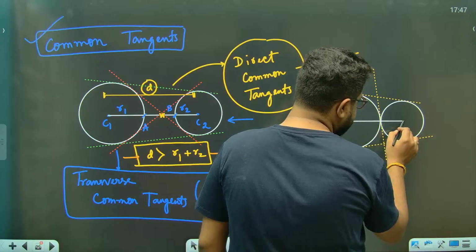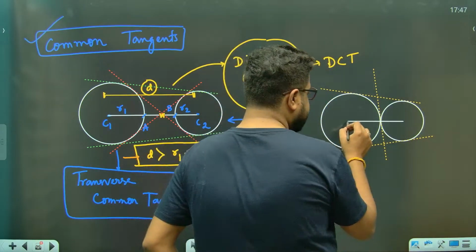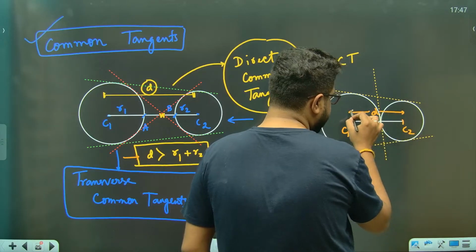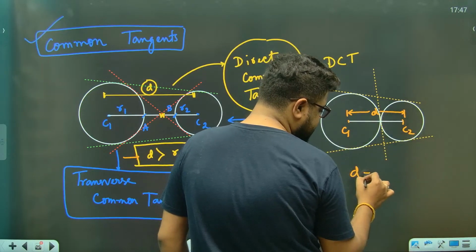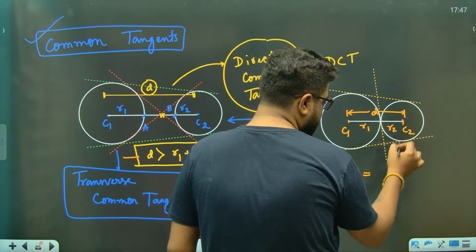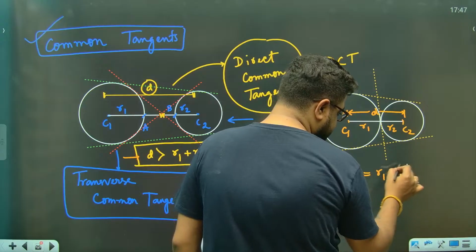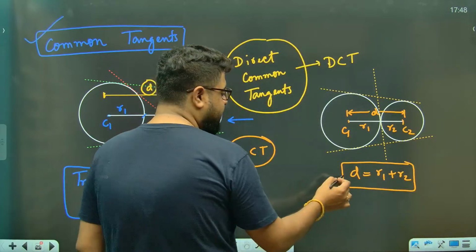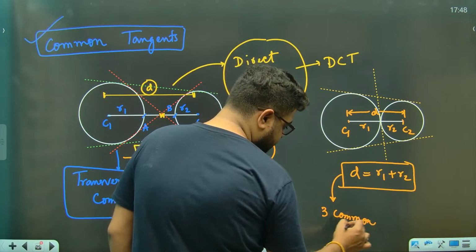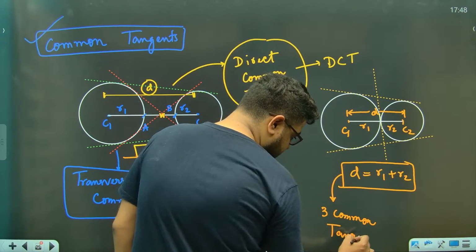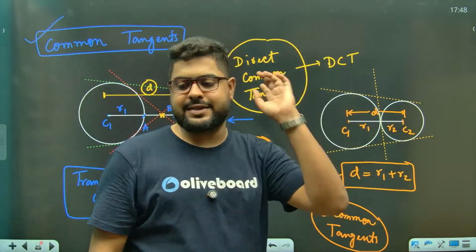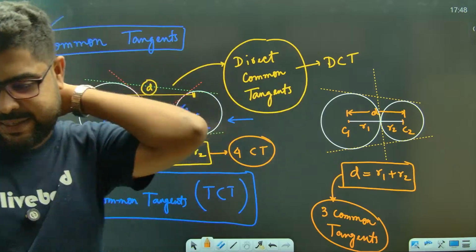Now here, please understand. If I join the centers, let's say this is C1 and C2, and D is this much. You see what we are getting? D is now equal to R1 plus R2, where this is R1 and this is R2. In that situation, we are having 3 common tangents. And what is the bifurcation? 2 DCT and 1 TCT.